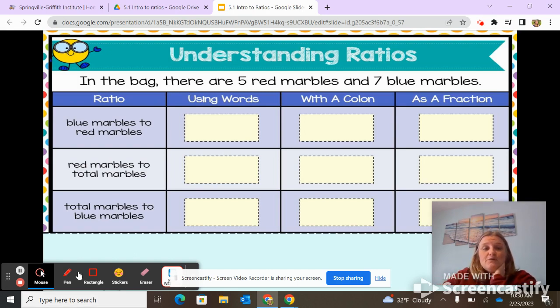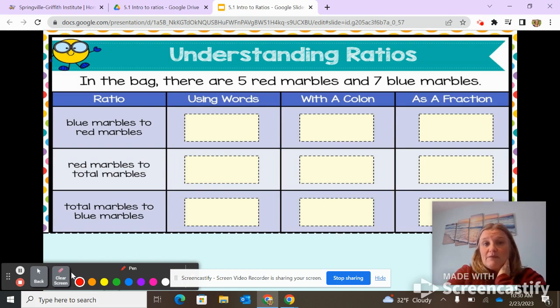Okay, so let's take a look at our problem. In a bag, there are 5 red marbles, and maybe if it would help you to use colored pencils, let's circle it in red, and we have 7 blue marbles. And again, I'm going to circle that in blue. So now, the words matter. The order of the words matters because it depends on what number I put first. So the first one we have are blue marbles.